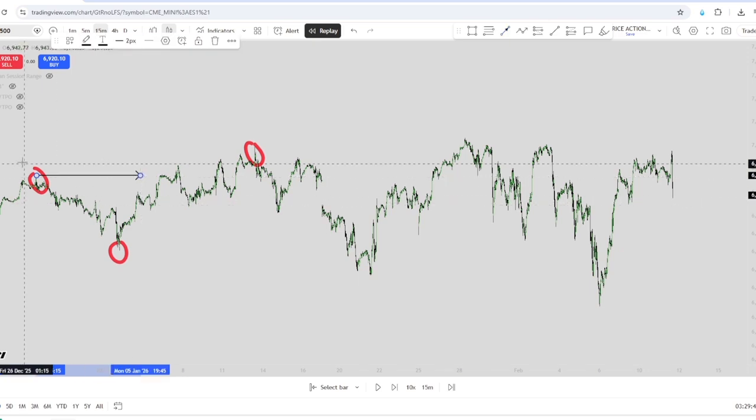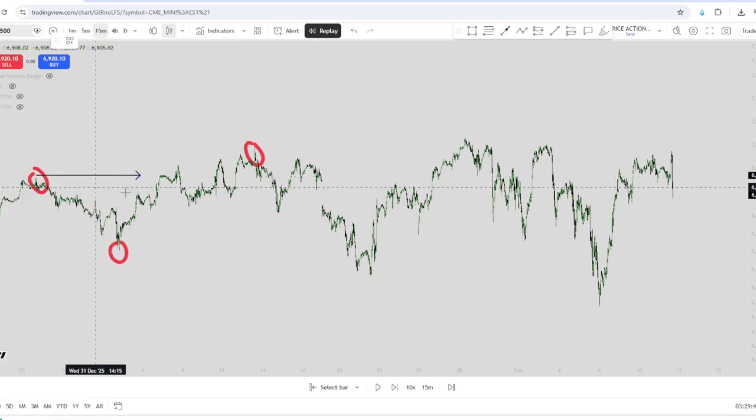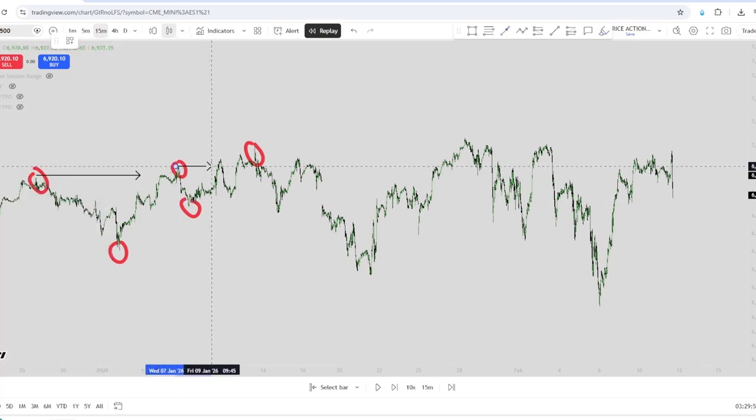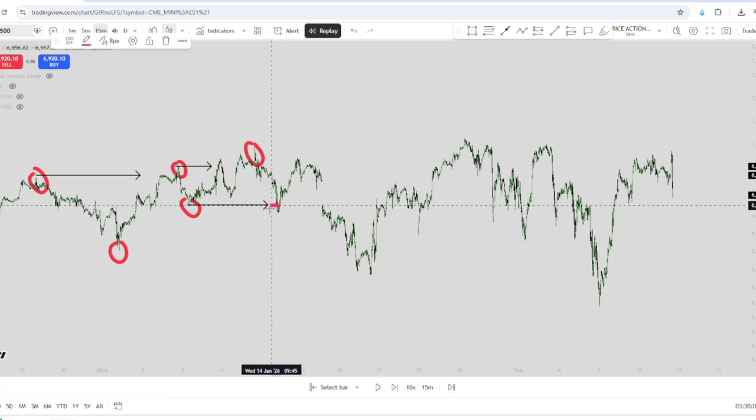So yes, we have a break over here. This is a structural high. So there's a structural high, I guess. There's a structural low. And then we have another break over here. So here is our break there. And now we have a break down here. There's our break.